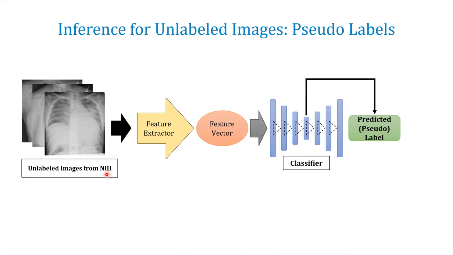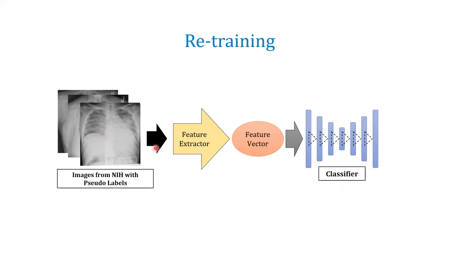and then we apply high resolution images from the NIH chest X-ray dataset, which are unlabeled, to this feature extractor and subsequently to this classifier. Now, since the classifier is already trained using the images from the PubMed Central, this classifier can assign a label to each of these input unlabeled images. These labels are called pseudo labels. So when we apply these unlabeled images, we can get a pseudo label corresponding to each unlabeled image. Now with these pseudo labels, we retrain this classifier.